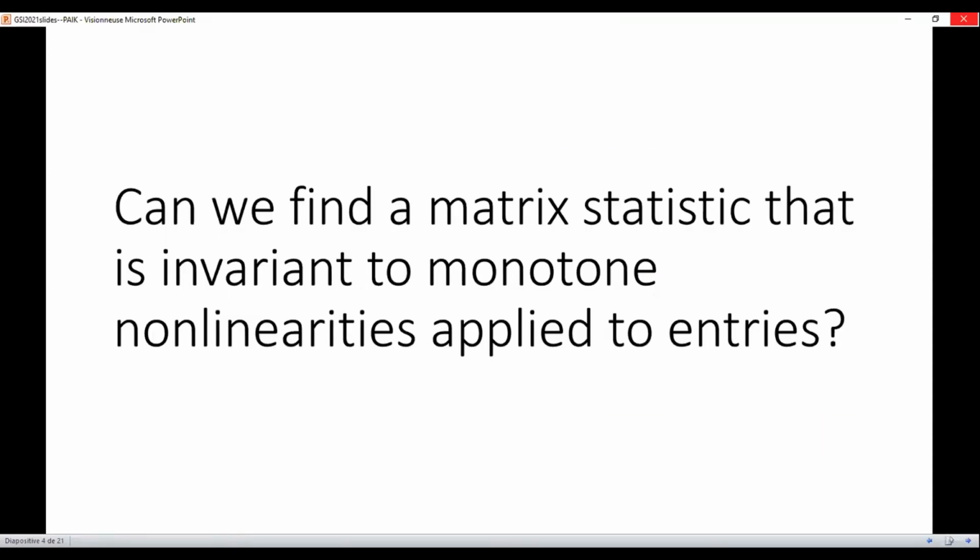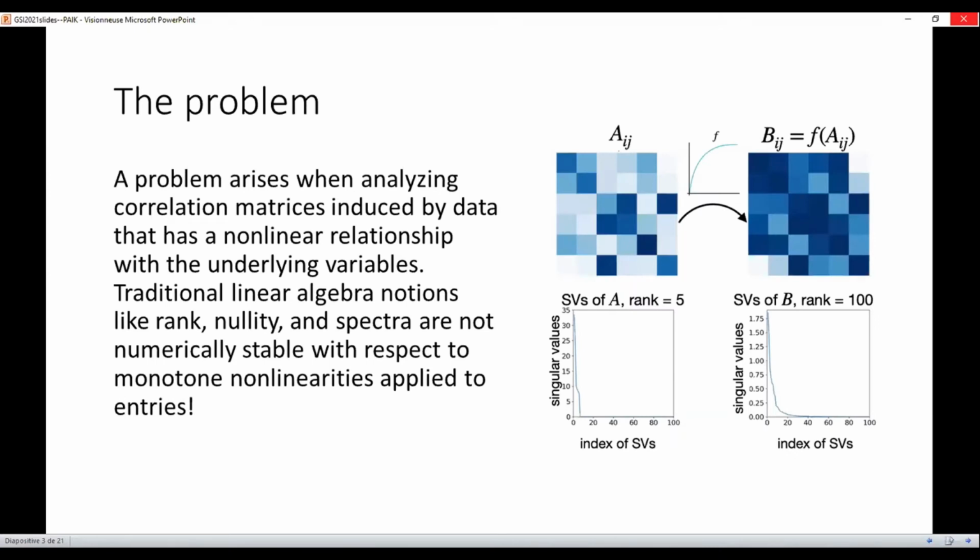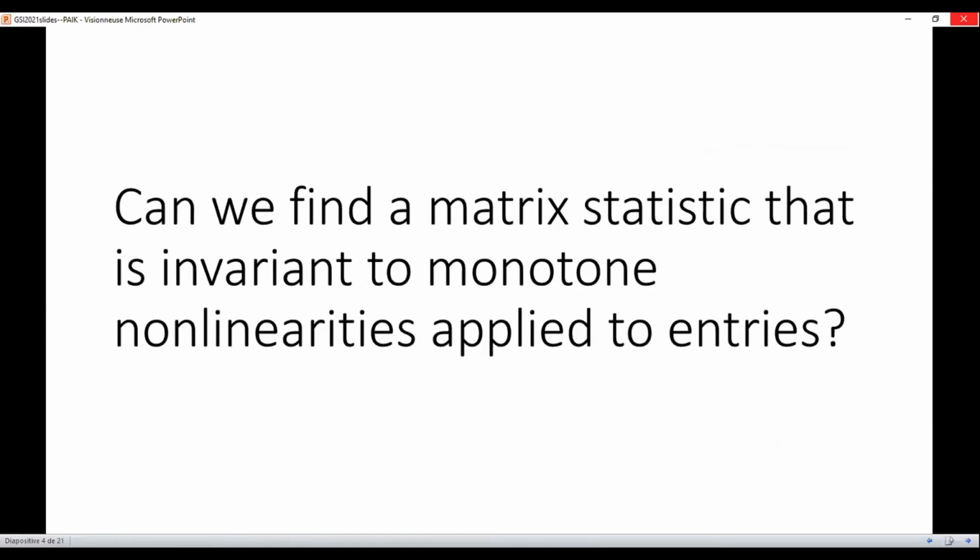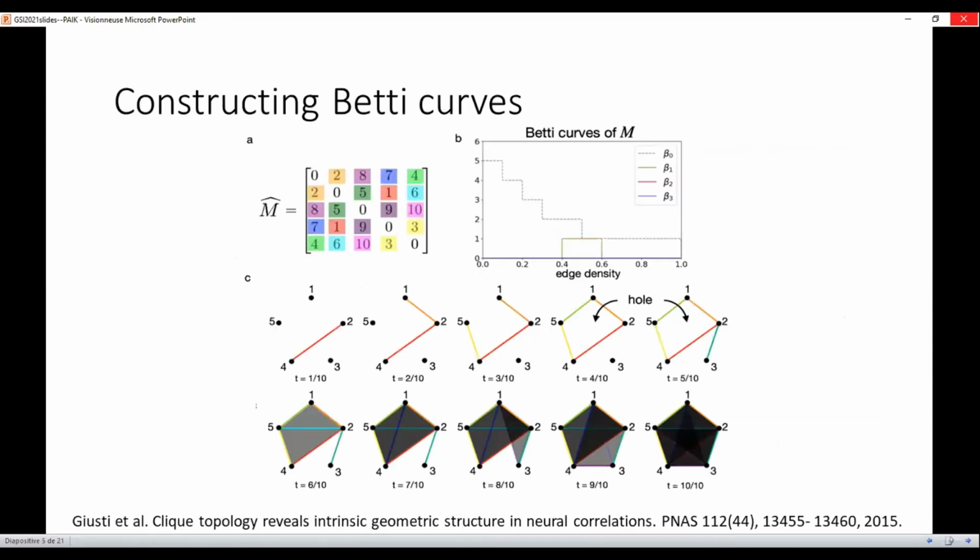So the question is, as long as we assume the data is monotone, can we find a matrix statistic that is invariant to monotone nonlinearities applied to entries? Maybe one way of doing this is using topological data analysis. Again, we're applying a monotone nonlinearity, so the only thing we can guarantee is preserved is the ordering of entries in our symmetric matrix. This technique was introduced by Giusti and Carina in PNAS in 2015.